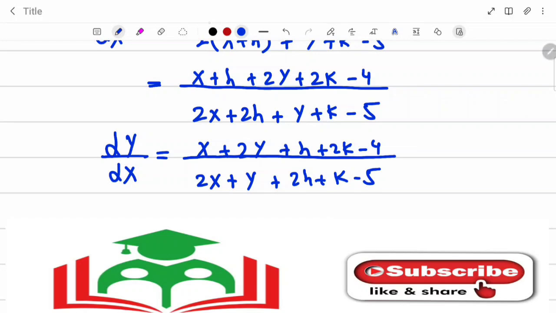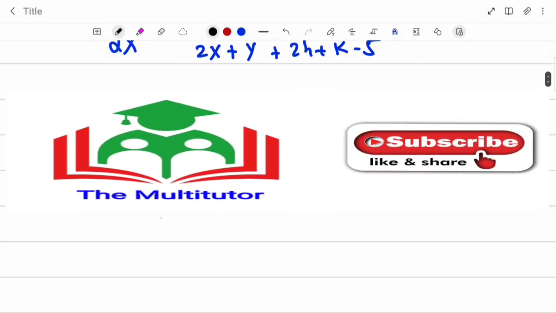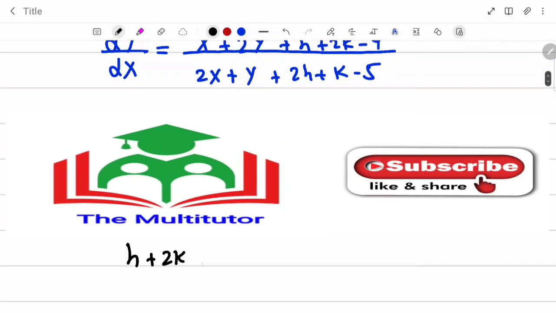Okay, in this particular condition in this question, we need to eliminate these constant terms. And this we can do by considering them equal to 0. Meaning we are considering that h plus 2k minus 4 equals 0 and 2h plus k minus 5 equals 0. This will help us to find the values of k and h, which we will use in the end when we simplify the answer.